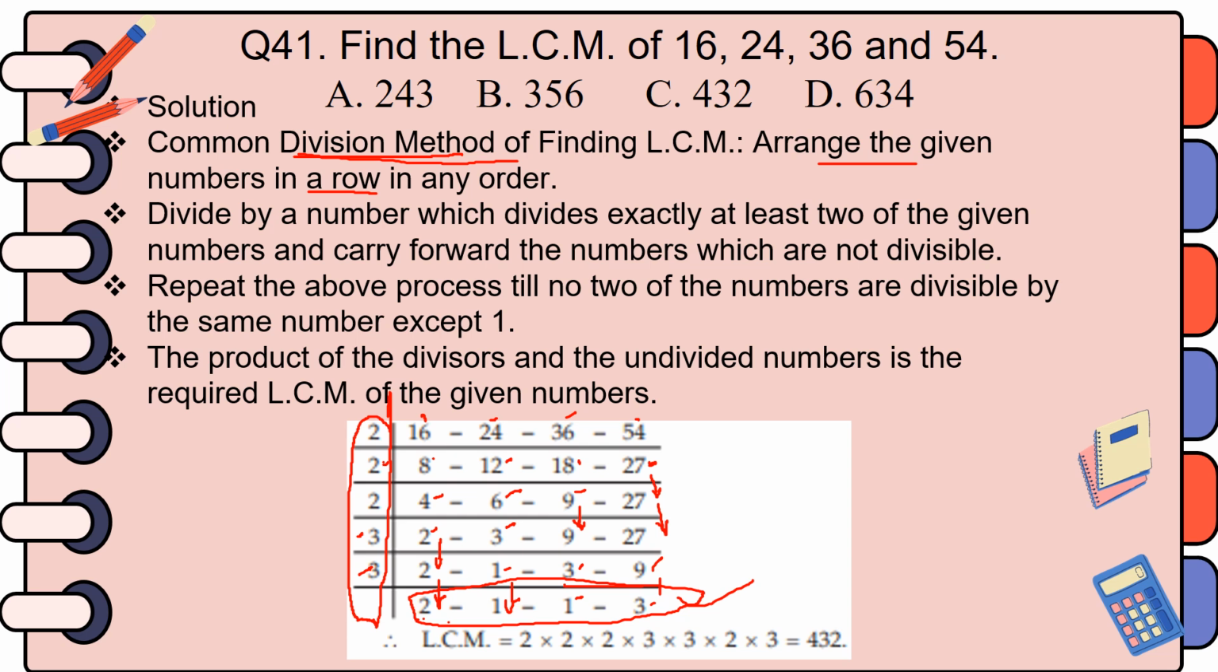So the divisors are 2 times 2 times 2 times 3 times 3. These are the divisors. Then continue multiplying with the undivided numbers. That means the undivided numbers are 2 times, of course, 1 is meaningless in multiplication and you can ignore it, 2 times 3. So 2 times 2 times 2 times 3 times 3 times 2 times 3 is equal to 432, which is the LCM of the numbers.